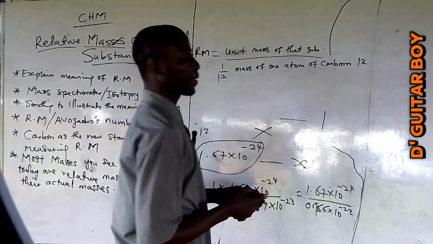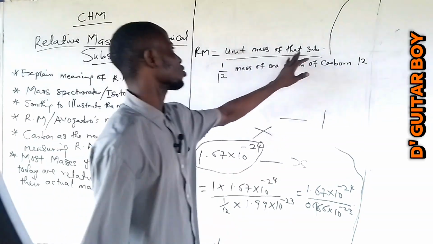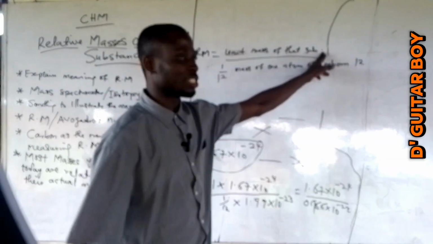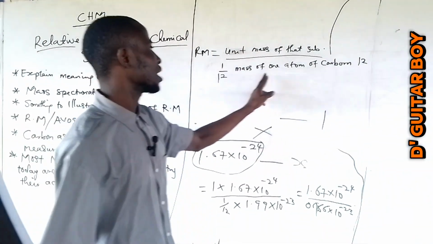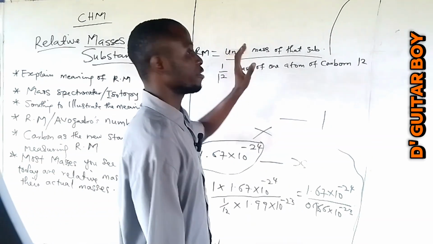So this is how they give you in your textbook. They say it is the unit mass of that substance. Why? I will tell you why I use substance here. I will explain later. It is the unit mass of that substance. 1/12, the mass of one atom of carbon 12. That is how they define relative mass.